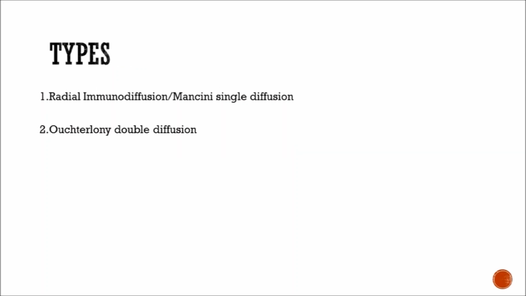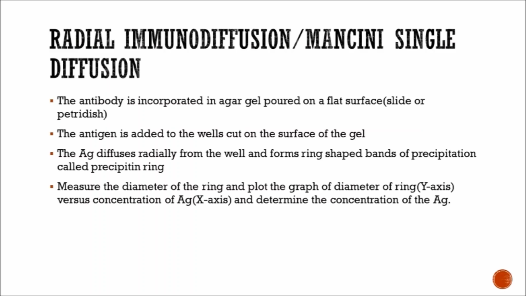Know that there are 4 different modifications which include single diffusion in one dimension, also called the Oudin procedure, double diffusion in one dimension, also called the Oakley-Fulthorpe procedure, single diffusion in two dimensions, also called radial immunodiffusion or Mancini single diffusion, and double diffusion in two dimensions, also called Ouchterlony double diffusion. Out of these 4 modifications, we will know in detail about the last 2 mentioned in the slide, as they are widely applied in diagnostics.